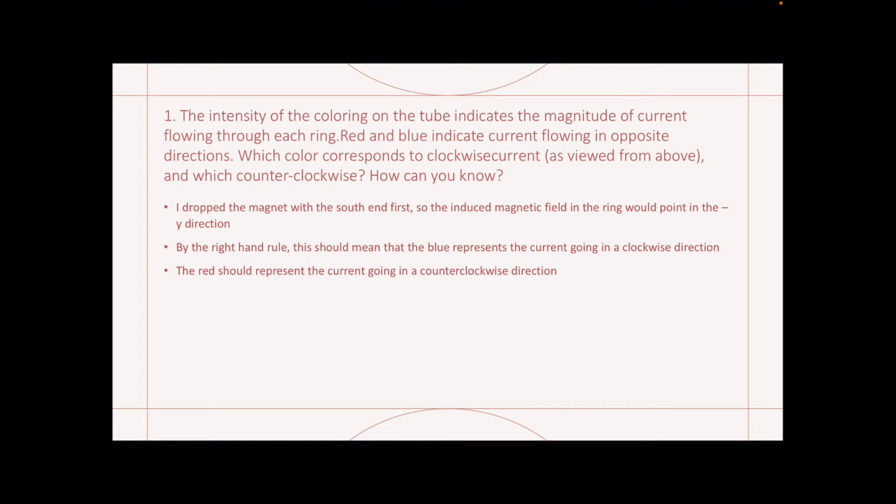Because I dropped the magnet with the south end entering the tube first, the magnetic field induced in the ring should point in the negative y direction by Lenz's law. Using the right-hand rule, the current viewed from the top should be going clockwise, so the blue, which is on top, represents the clockwise current. The red should represent the counterclockwise current.